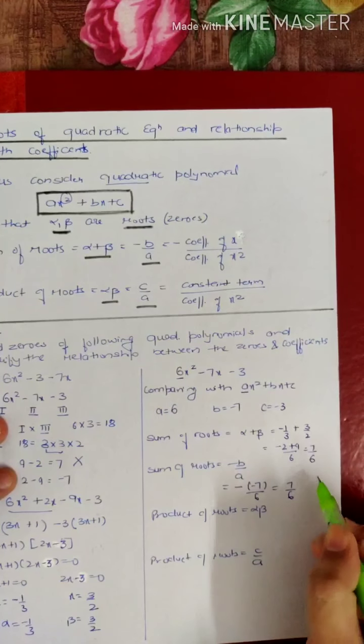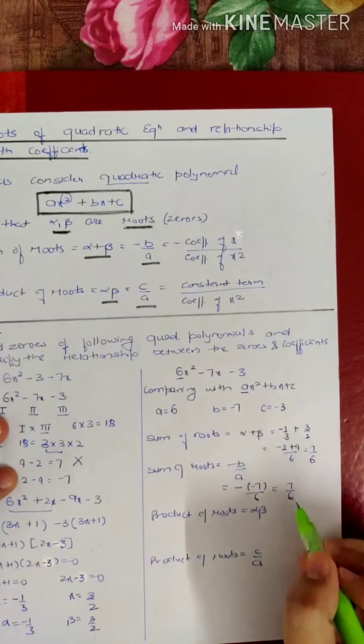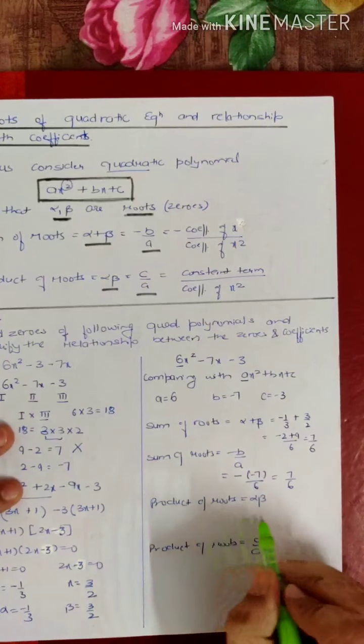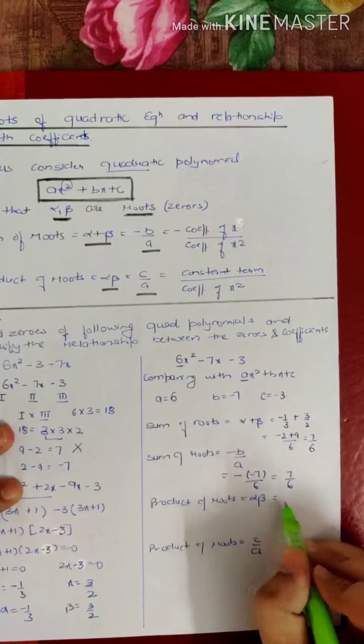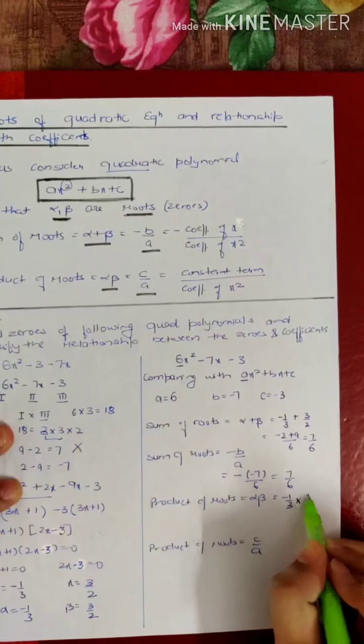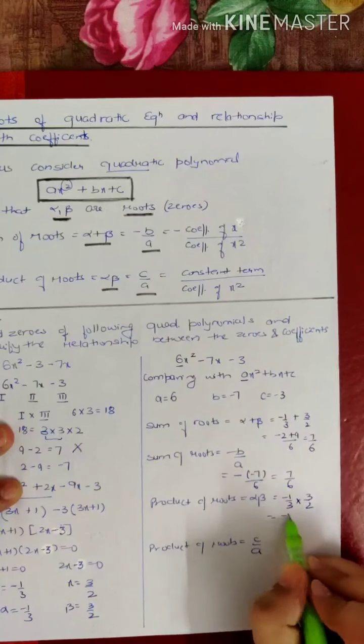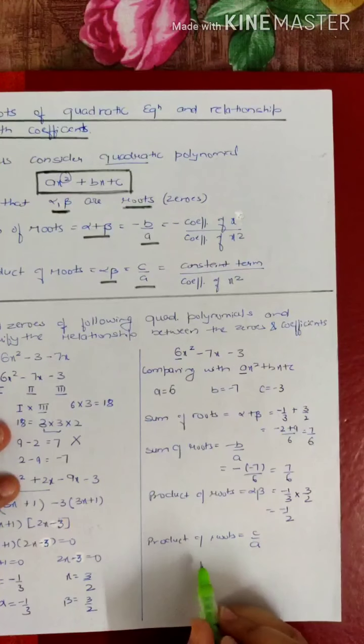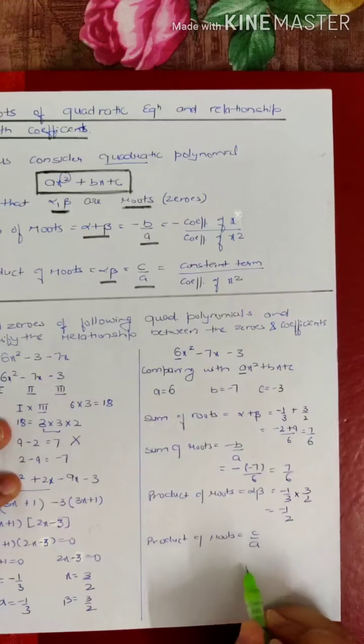So now we can see that the coefficients verify the sum of the roots. Now we'll calculate the product of the roots. The first root is -1/3 and the second root is 3/2. Cancelling them, you'll get -1/2. So we'll verify the product of the roots with the help of the coefficients, which will be given by c/a.